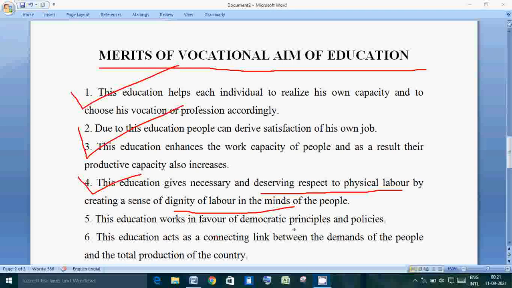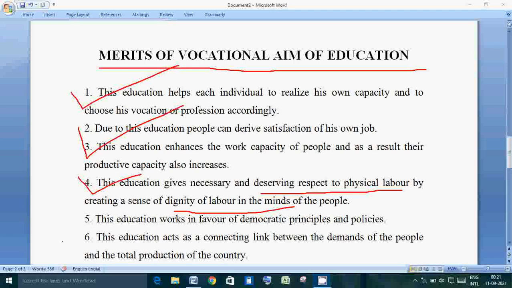Okay, because here the principle is in favor of democratic ideas, democratic policies, actually democratic thoughts. Your ideas, your thoughts you can utilize.